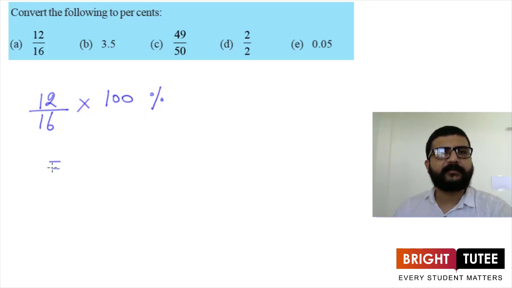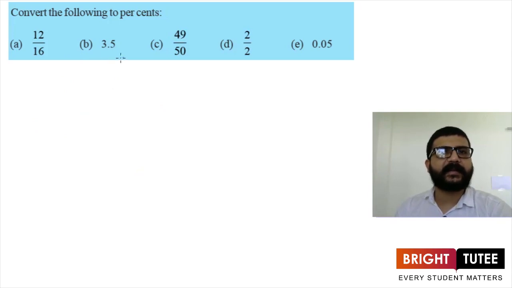Now by simplifying, we can simplify this. 4 4s are 16, 4 3s are 12 and 4 1s are 4. 4 into 25 gives us 100. Now this is nothing but 3 into 25%. And what is 3 into 25? That is 75%. So it means 12 upon 16 is equal to 75%. Now let's see the B part of the question.